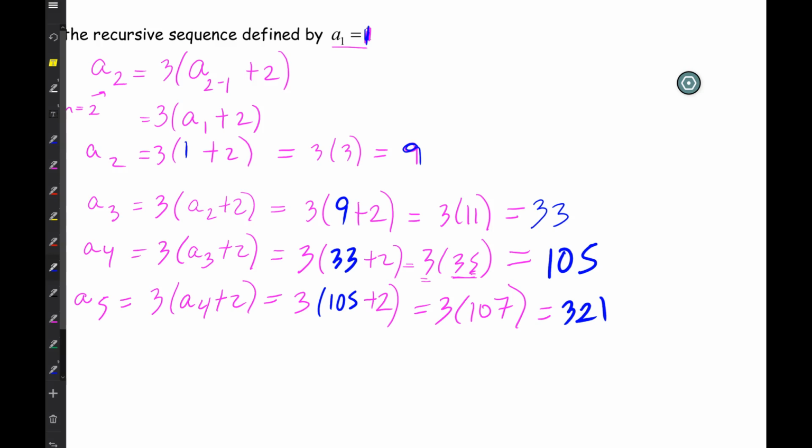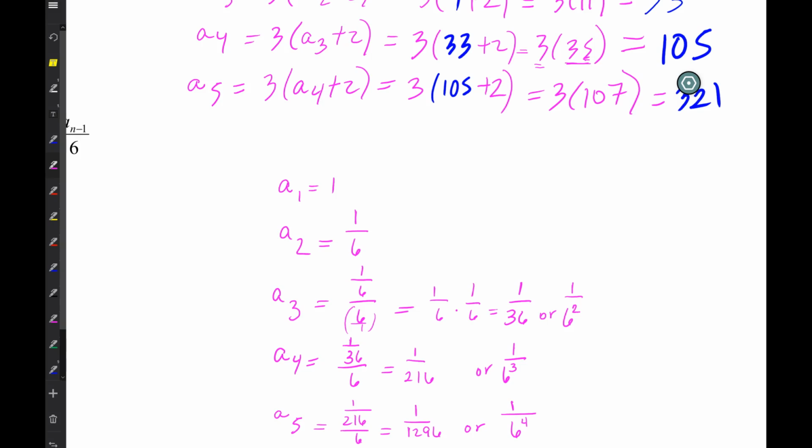With your partner, see if you can do it again for the next example. Terms, the first term is 1, second term was 1/6, third term was 1 over 36, or you could have called that 1 over 6 squared. The fourth term was 1 over 216, or you could have called that 1 over 6 cubed. And the fifth term was 1 over 1296, or you could have called that 1 over 6 to the 4.